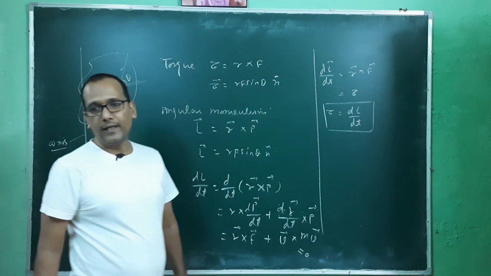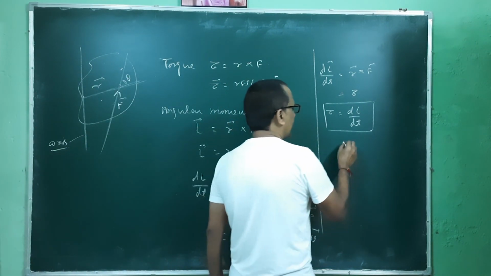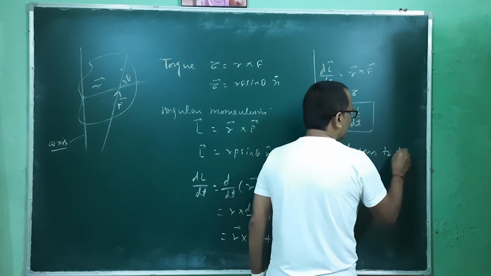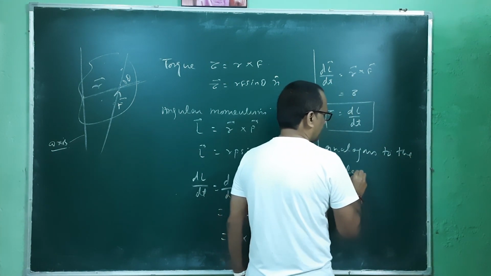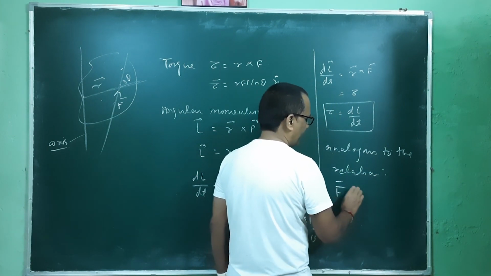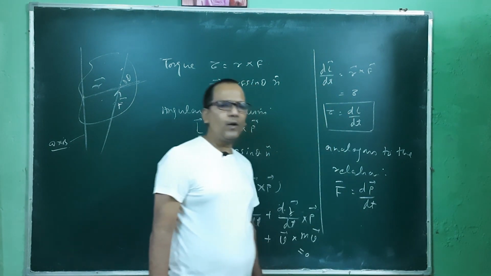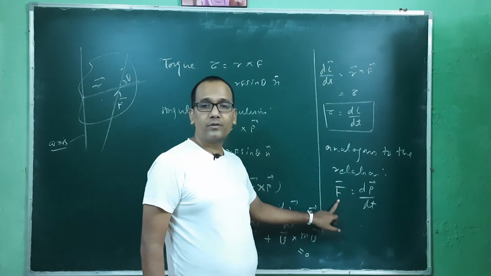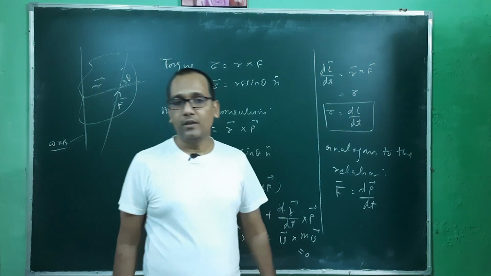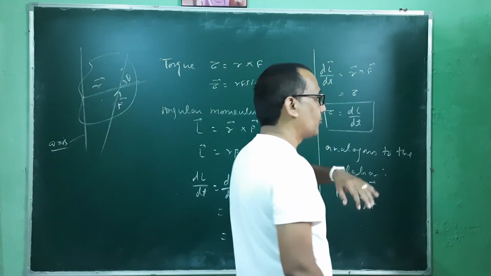This is actually equal to the torque, and this is analogous to the relation of linear momentum with the force. So F is equal to dp by dt. So somewhat we can say this torque is analogous to force in linear motion. Torque is analogous to that force in linear motion. Here this torque is related to rotational motion.